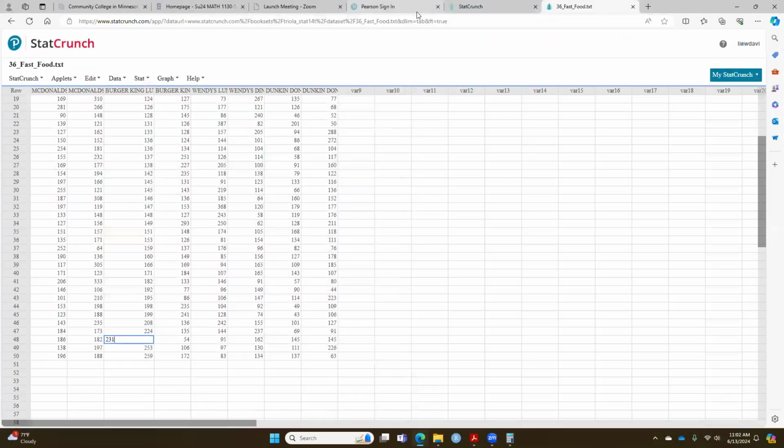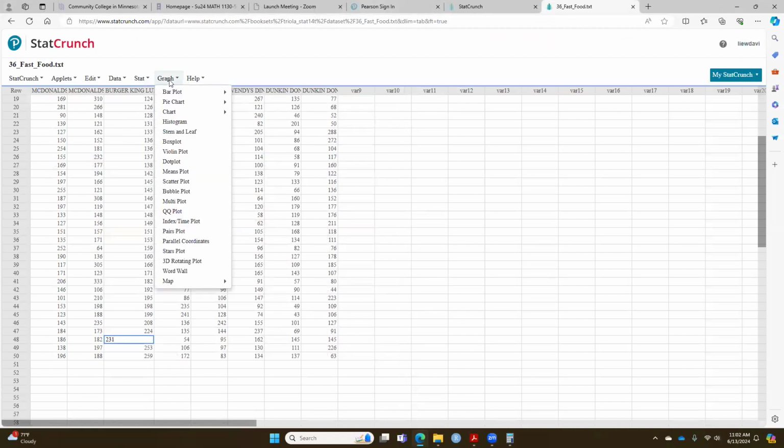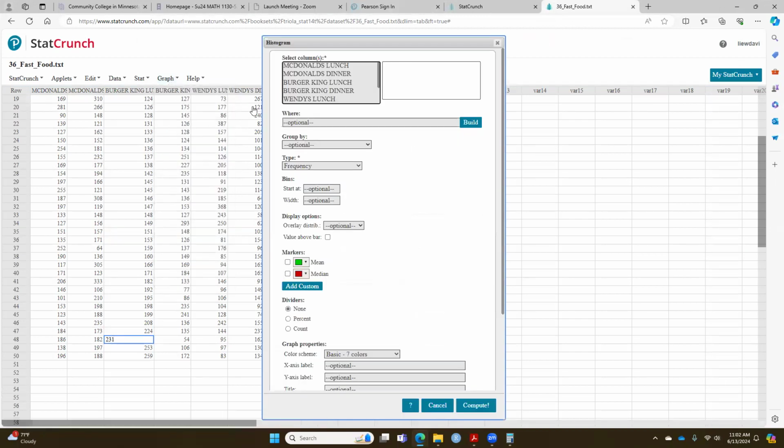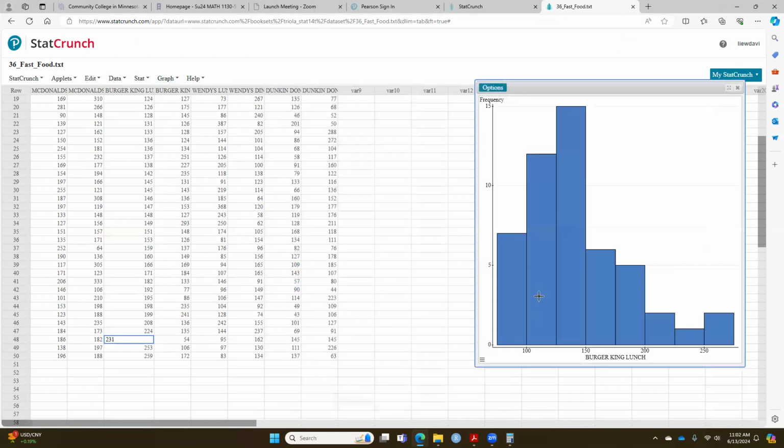For example, if you want to draw a histogram of the Burger King lunch that you have here, you hit Graph, you hit Histogram, which is the fourth one here, and you pick Burger King lunch. Now this is the type that you see. You can use frequency or change to relative. I will show you frequency first. You hit Compute. So this is the Burger King lunch based on the frequency. That's why you don't need to draw it by hand. Usually StatCrunch will do it for you.